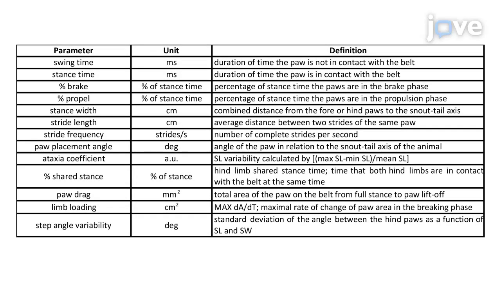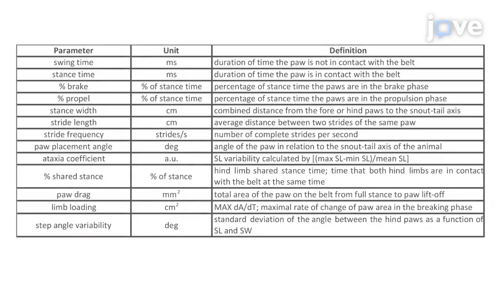The principle of video-based gait analysis is to measure the paw area in contact with the surface over time for each individual paw. Many gait dynamics and posture parameters can be extracted from the recorded videos. For example, the swing time, stance time and width, stride length, and frequency. Other gait features such as ataxia coefficient or step angle variability can then be calculated from the primary measurements.